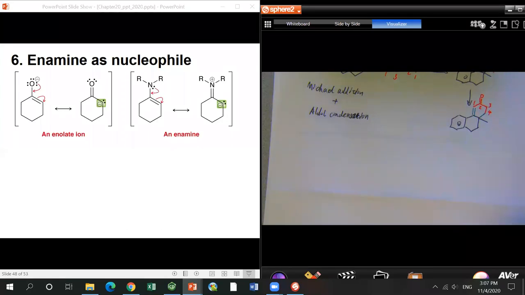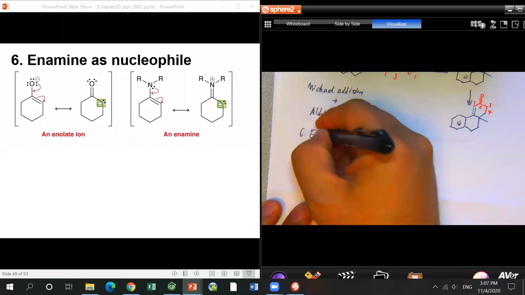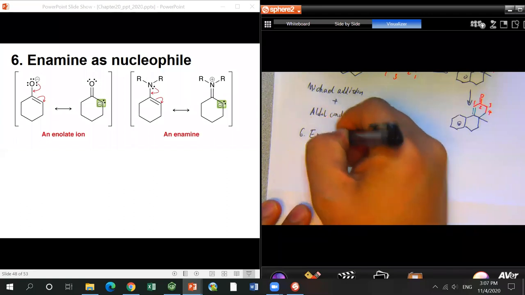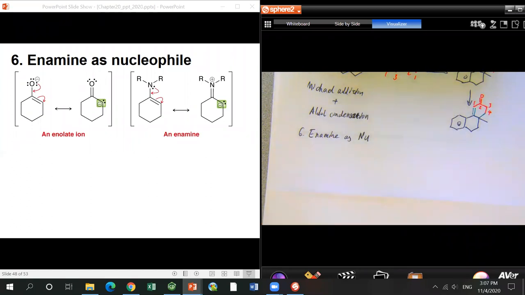chapter 20, which is enamine as a nucleophile, okay. Actually, this reaction is not a new reaction, okay. So pretty much you just see a little bit of change in the nucleophile, okay. So we learned so far that enolate can be used as a nucleophile, okay. So it's the alpha carbon, that's the alpha carbon, okay. And then it can do all kinds of things, okay. So aldol condensation, Claisen condensation, or Michael addition, whatever, okay.